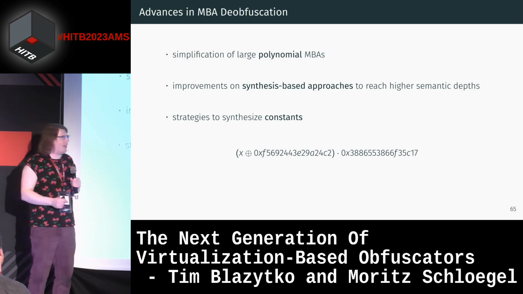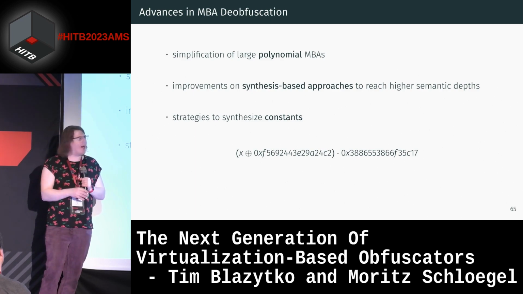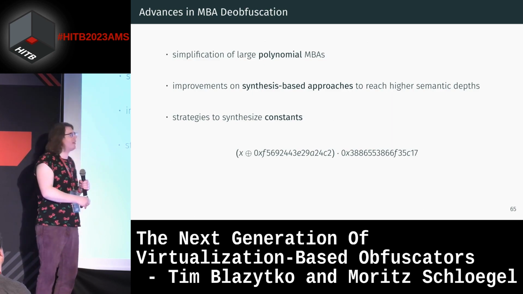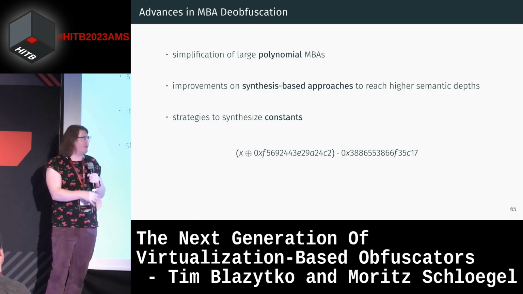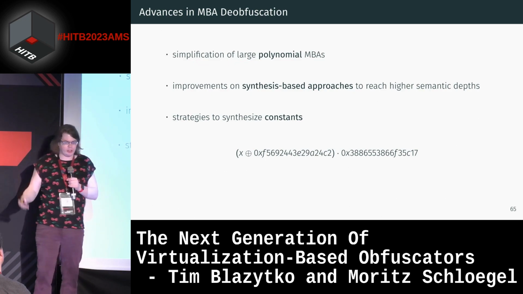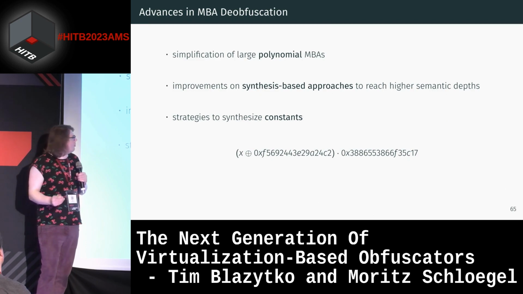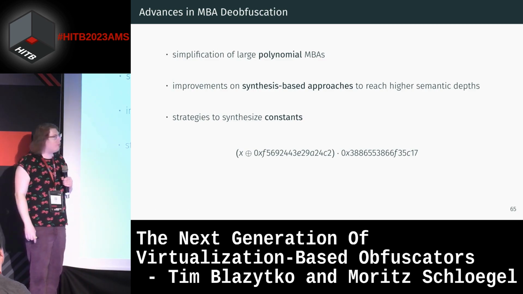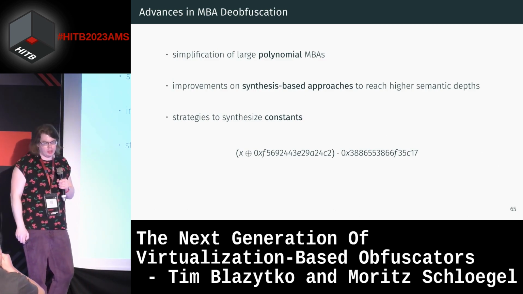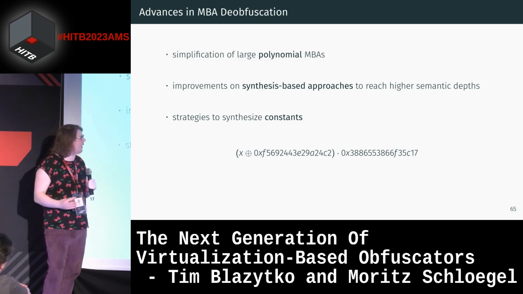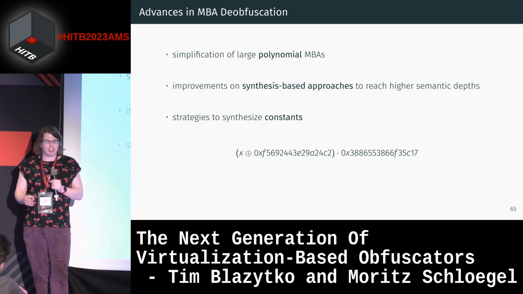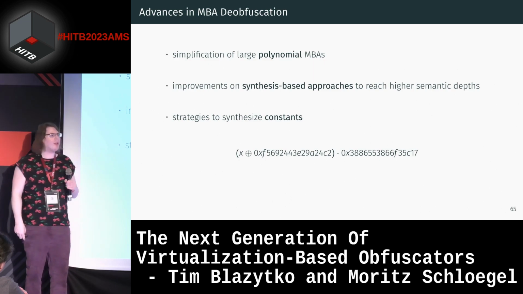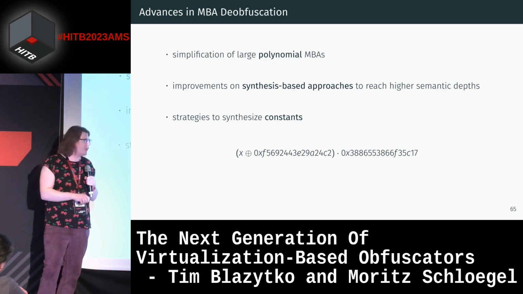We can build really complex MBAs that are hard, even impossible, to simplify, given that these formulas can be that long and can be distributed between n different code locations. So, also from a mathematical point of view, they are hard to simplify. We do need more research on polynomial MBAs and how to break them. We need better strategies for synthesis-based approaches to reach higher depths. And we also need ways to synthesize constants.